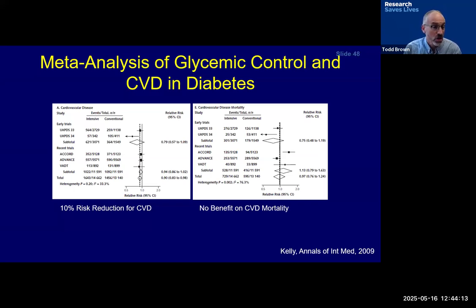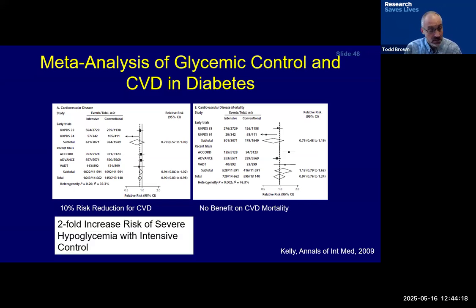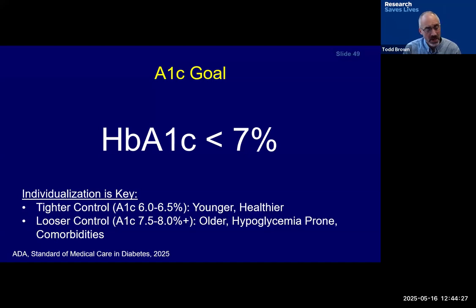But the problem is that there was no benefit in terms of cardiovascular mortality, and there was a 2-fold increased risk of severe hypoglycemia. This is like calling 911 type of hypoglycemia. And so as a result of these studies, the ADA has taken a more nuanced approach that you need individualization. So tighter control may be appropriate in someone who's younger and healthier and less prone to hypoglycemia, more likely to be able to weather hypoglycemia.